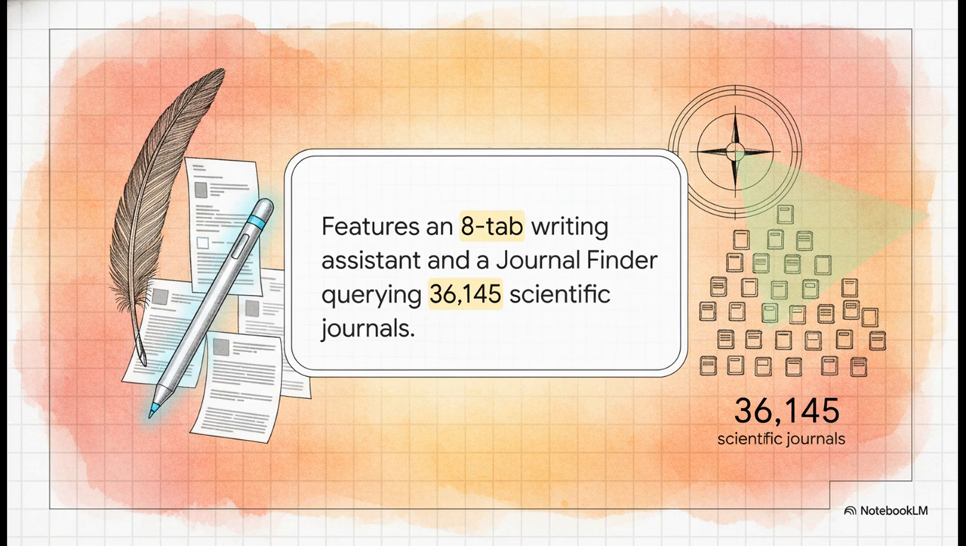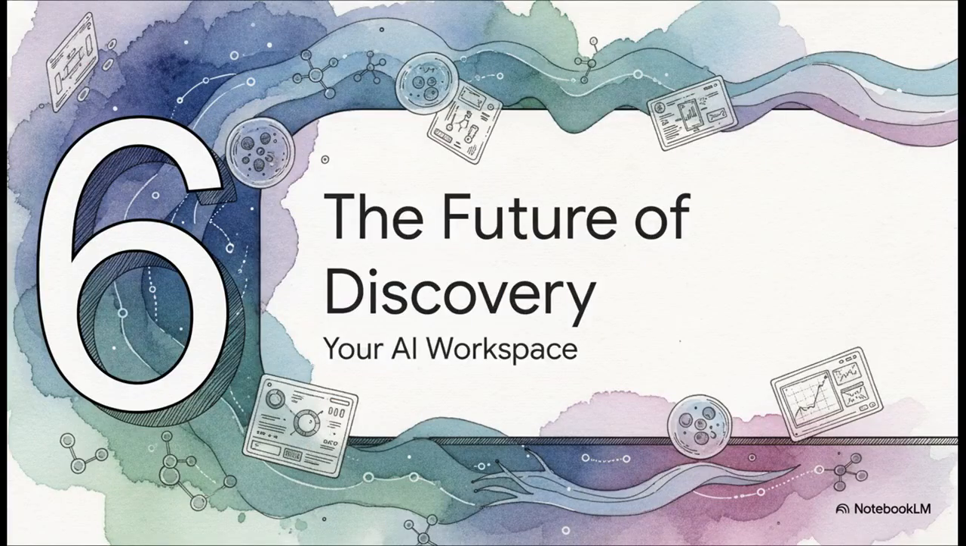It gives you an 8-tab writing assistant to draft everything from your thesis to grant proposals, plus a journal finder that queries over 36,000 verified scientific journals to find the perfect home for your research, automating all that tedious formatting for you. Finally, let's bring all of this together in Section 6, the future of discovery, your AI workspace.